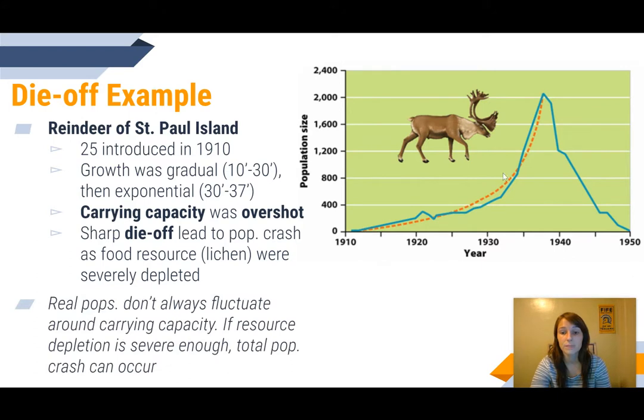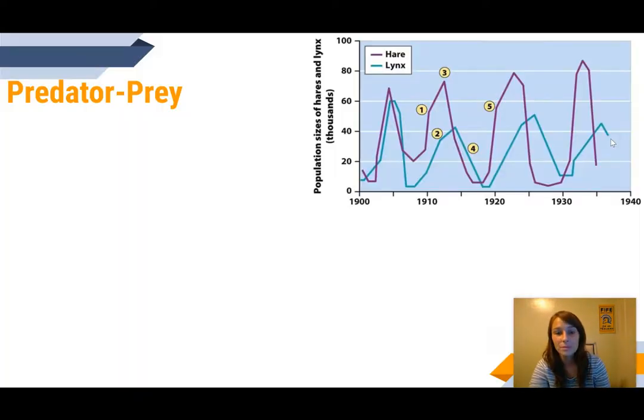And this is just kind of a reminder that populations don't always fluctuate around a carrying capacity. You can have times where resource depletion is so severe that populations totally crash. So it's not always just this even little fluctuating around a line. Sometimes it's not good and it just totally crashes and there aren't resources for it.